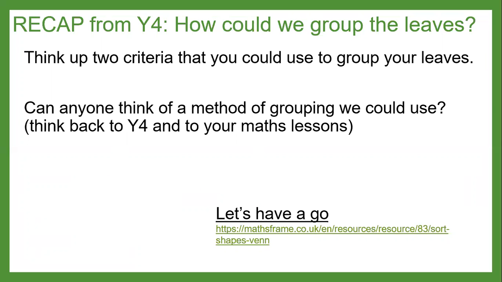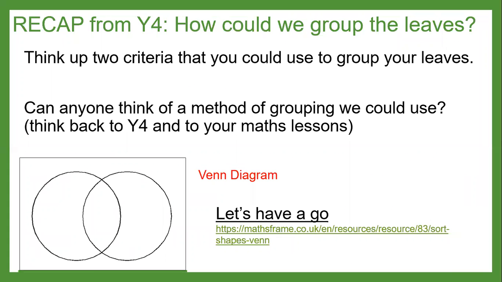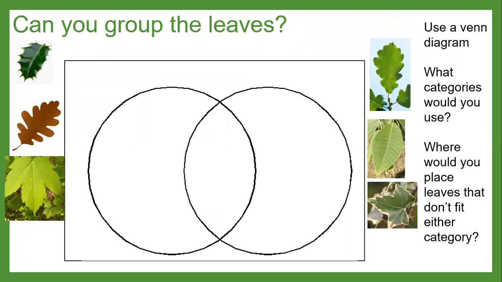Well done. If you thought you could group into 2 categories, if you're using 2 criteria only, you'd be using a Venn diagram. They have 2 categories. You've got the left-hand side and the right-hand side category, and then you've got the section in the middle, the quadrant in the middle, which highlights the features that are similar in both. Okay.